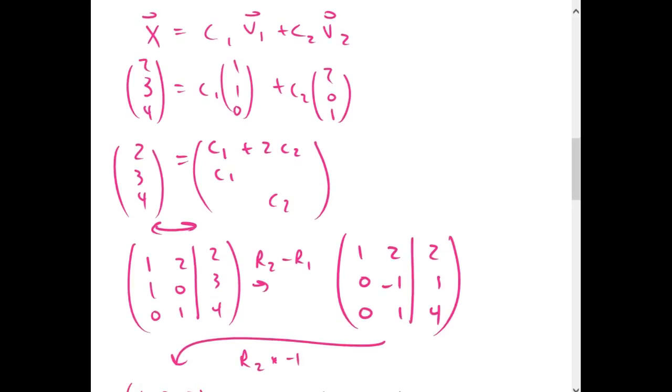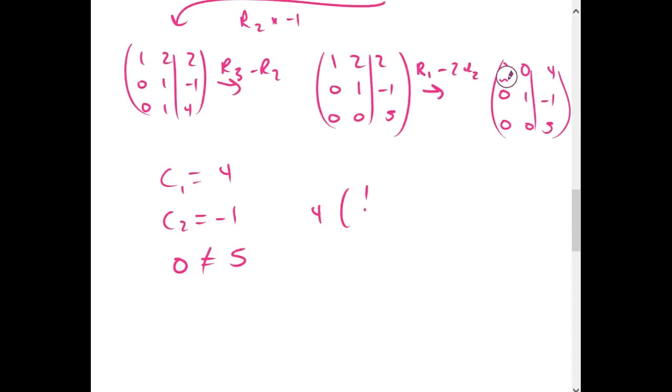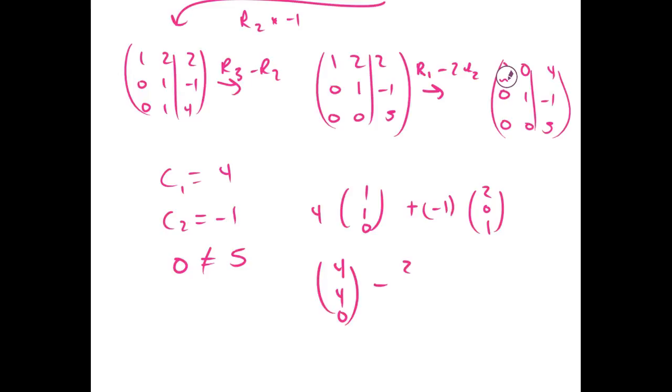And we can just verify that. We have 4 times 1, 1, 0, and negative 1 times 2, 0, 1. We get 4, 4, 0, minus 2, 0, 1, which is 2, 4, 1, which is not what we're trying to find. So there are no coordinates for x in terms of v1 and v2.